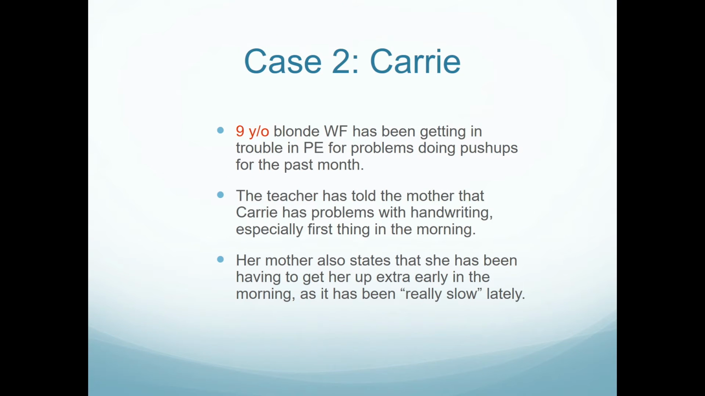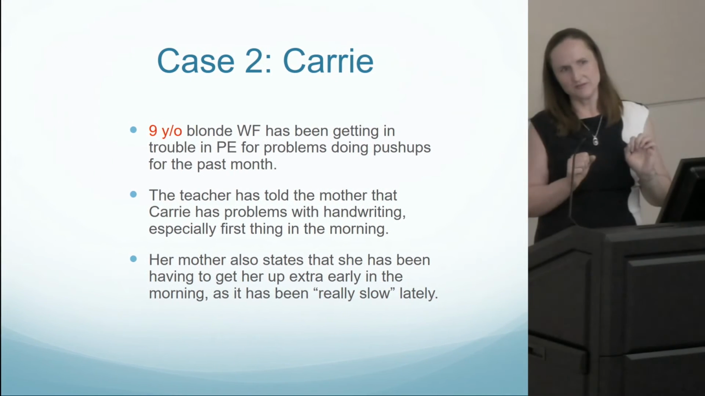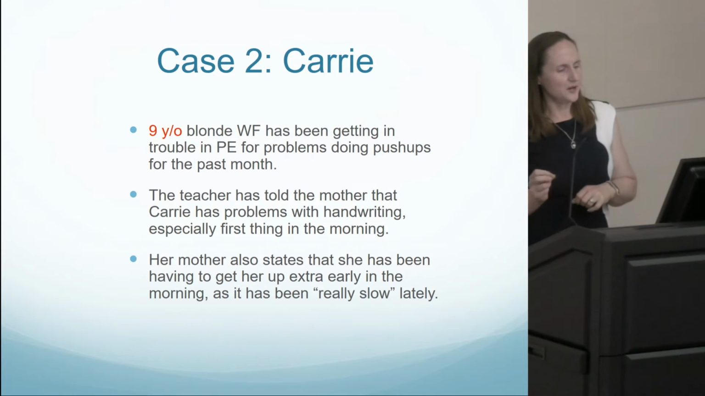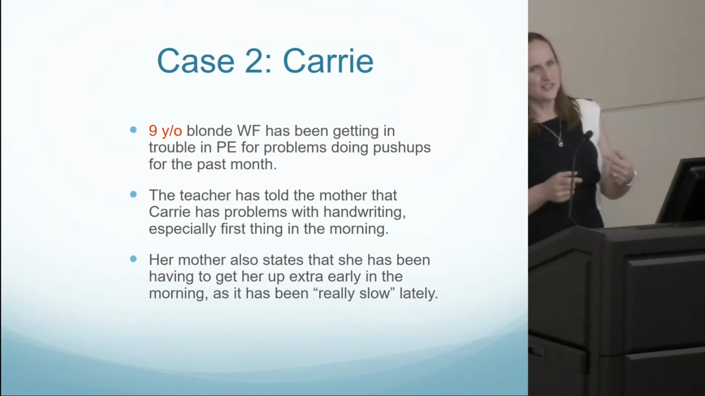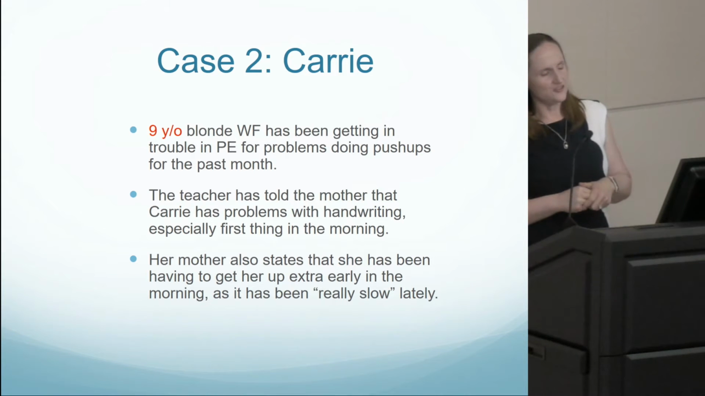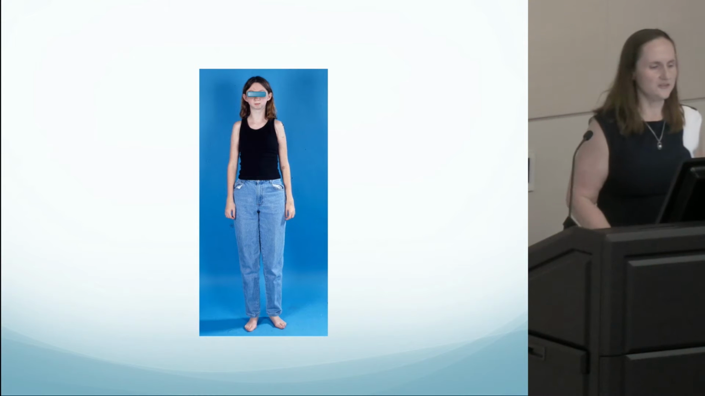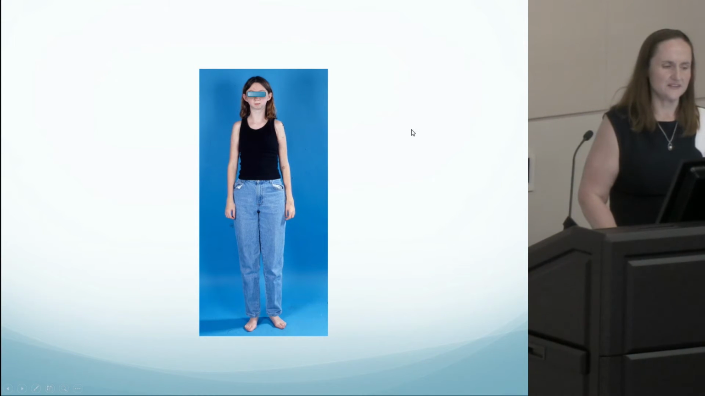So this is Carrie. Carrie is a 9-year-old, again, a blue-eyed blonde, who's been having problems getting in trouble in PE because she can't do push-ups for the last month, all right? So her teacher also tells her mom that she's been having problems with handwriting, especially first thing in the morning. And the mom owns up, I've been having to get her up really early in the morning because she gets ready really slow lately. Okay, so this is a picture of Carrie. So off the bat, you can tell that this is an arthritis patient who has been missed.